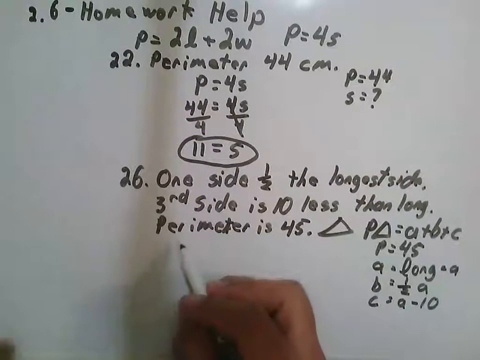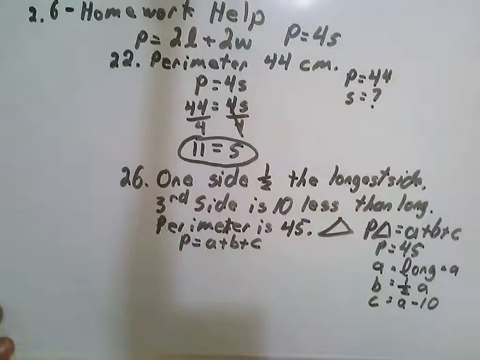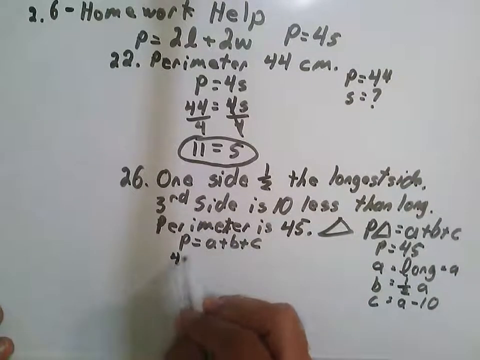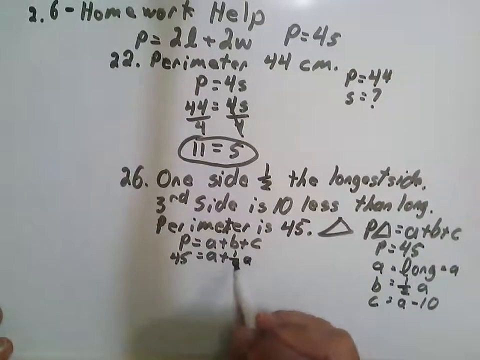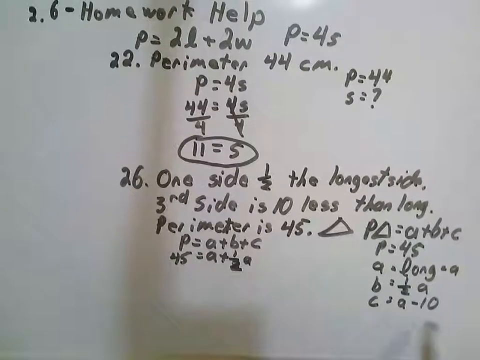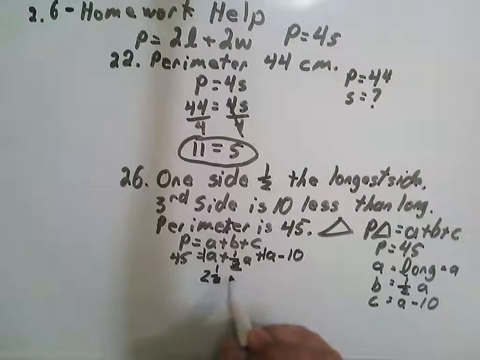So if I substitute all this in, I'm going to use this. Perimeter is equal to A plus B plus C. And then I'm going to just keep going. 45 is equal to my perimeter, so I'm just substituting that in. A is equal to A. B is equal to 1/2 A. It's supposed to be a 2. And then C is A minus 10. So I'm going to combine all those together, and basically I'm going to just put a 1 in front of these A's just so it's a little bit easier to add all these together. So that's a 1, 2, and that's a half. So that's going to be 2 and 1/2 A minus 10 is equal to 45.